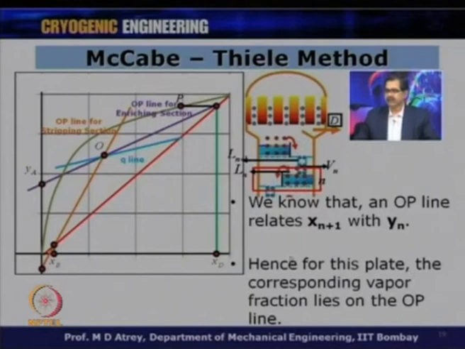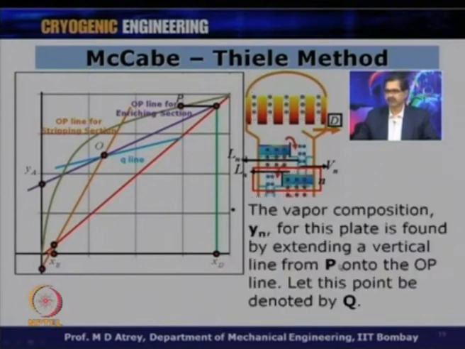Hence, for this plate, the corresponding vapor fraction lies on the operating line, because it relates Yn and xn plus 1 for this plate. The vapor composition Yn for this plate is found by extending a vertical line from P onto the operating line. Let this point be denoted by Q, and therefore I draw a vertical and come down. So, can you understand from here that as soon as I have come down from this plate to this plate, I derived a vertical line over here.